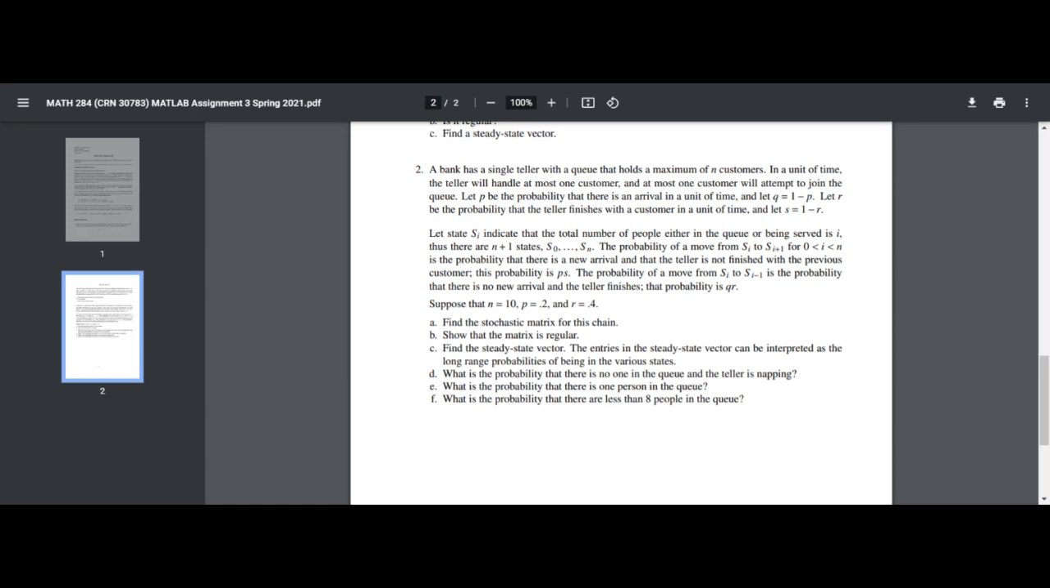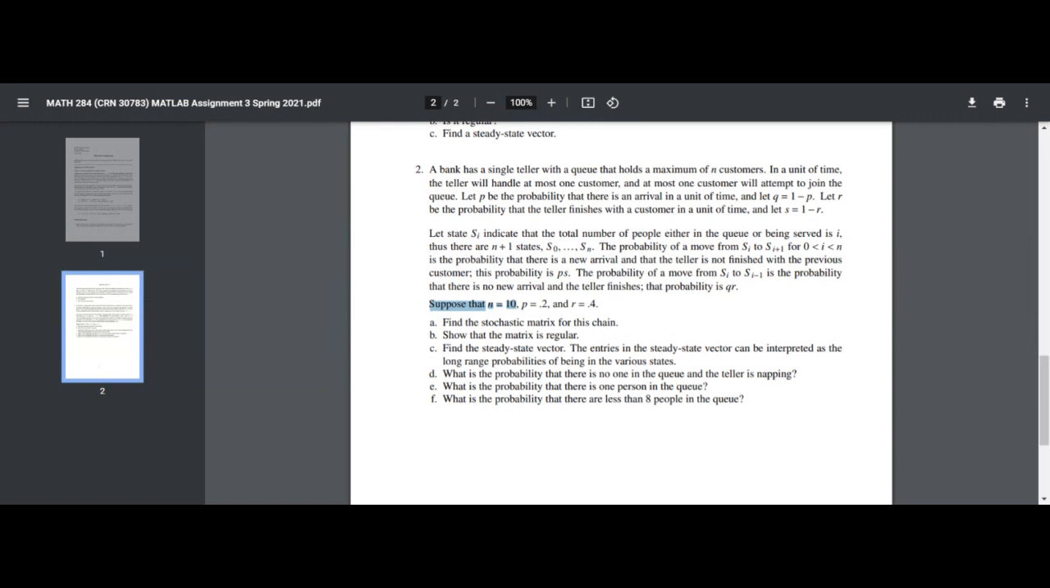Given that, they're saying in the problem, suppose that n equals 10. Well, we have to decide how big the matrix is going to be. If n equals 10, that means the maximum number of people waiting in line is 10.